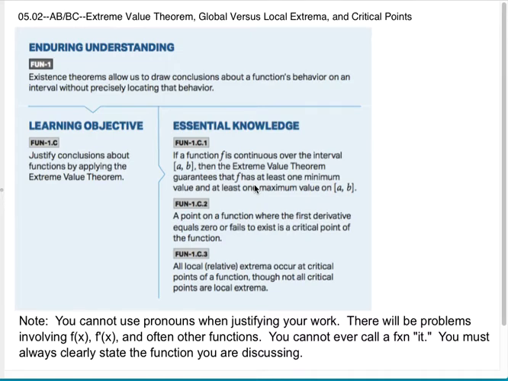All right, this is AP, AB, and BC Calculus. We're doing Unit 5, Section 2, which is the extreme value theorem, global versus local extrema, and critical points. So there's a bunch we're going to cover today, but I want to address a note at the bottom first.